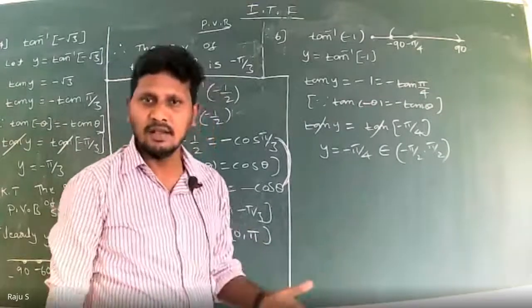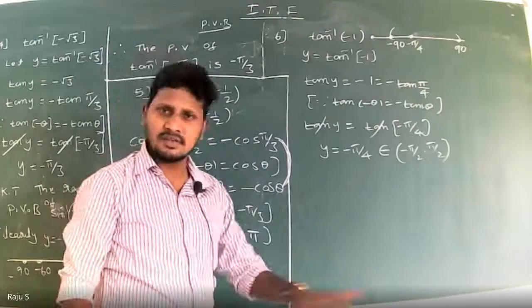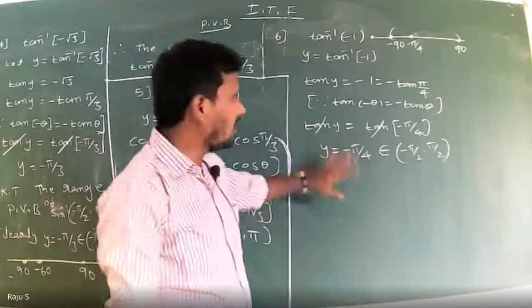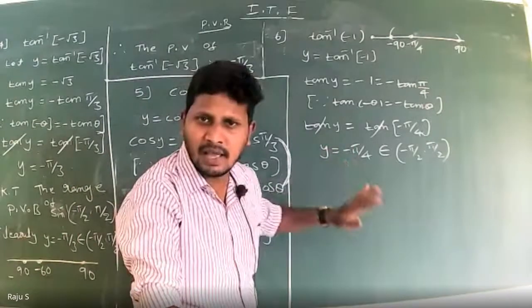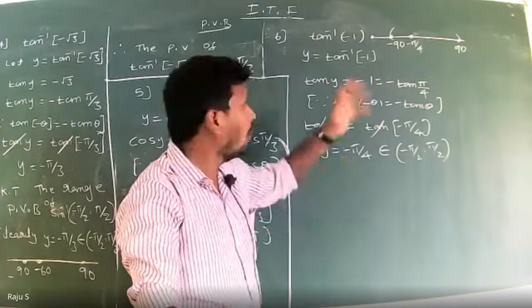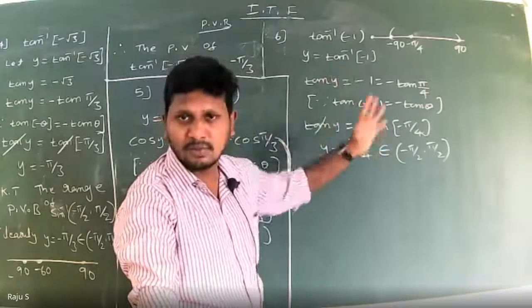Minus 45. So you should write the steps. Steps we can write easily. So finally, we know that the principal value branch of tan inverse is the open interval minus 90 to plus 90.